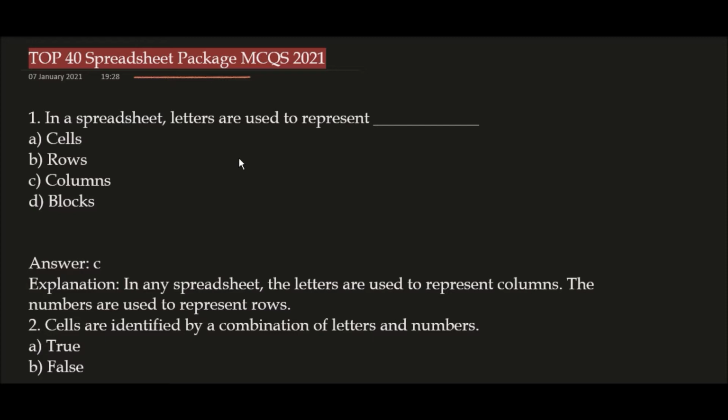In this, your first question is, in a spreadsheet, letters are used to represent blank space. Option A cells, option B rows, option C columns, option D blocks. Okay, here your correct answer is option C columns. In any spreadsheet, the letters are used to represent columns. The numbers are used to represent rows and letters are used to represent columns.